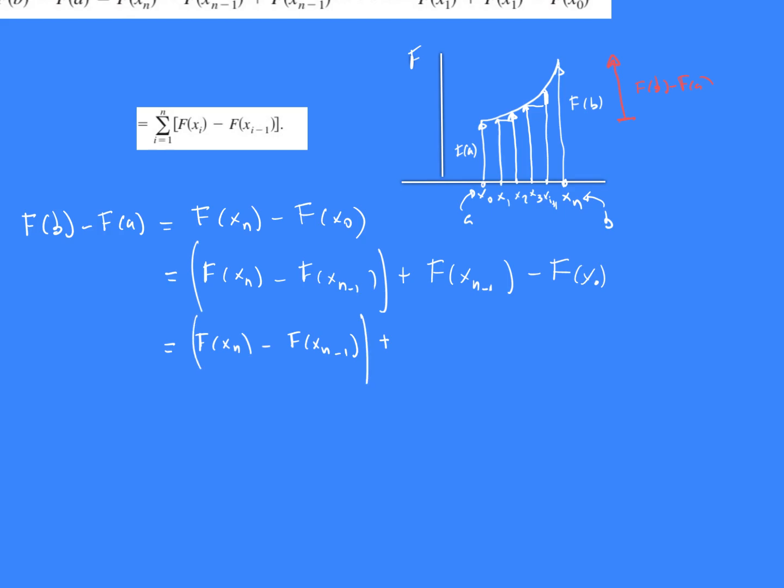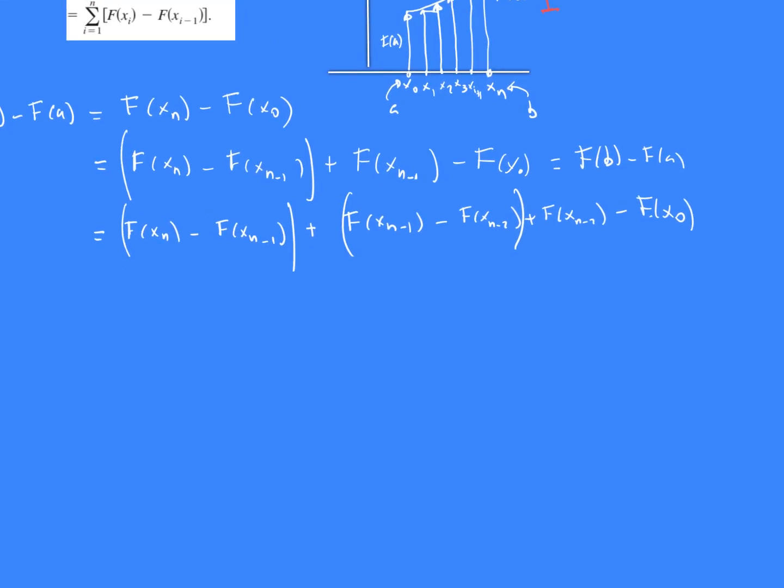And I have this expression, which is F of b minus F of a. Let's introduce another term by adding and subtracting. I have the term F of x sub n minus 1, and I want to subtract the term F of x sub n minus 2 and add it. So I have not done anything. Minus F of x sub 0. Now I pair it.